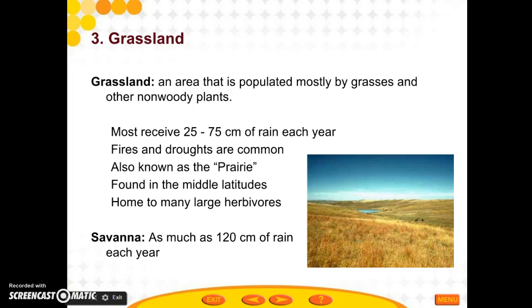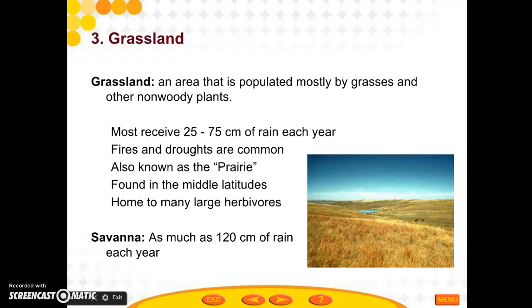Grasslands receive between 25 and 75 centimeters of rain each year. Fires and drought are really common, and actually farmers will oftentimes burn off the fields in Kansas to promote vegetation growth. Most of the time it's found in the middle latitudes, and in other areas of the world, they're called a savanna. In the savanna, they get as much as 120 centimeters of rain, so a little bit more.